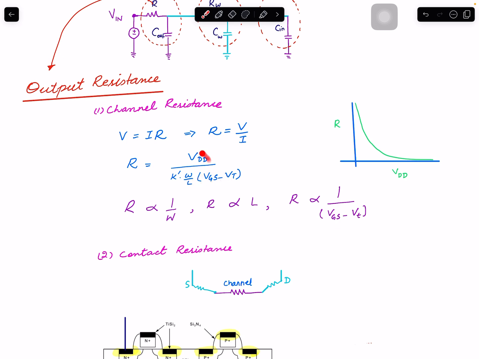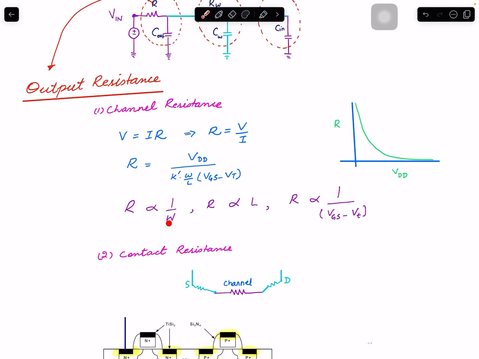Now this equation, and it is always good to remember this simple thing, tells you that the on resistance of the current of the electrons flowing in NMOS is inversely proportional to the width. If you increase the width of the transistor, everything else remaining constant, W goes up. That means the denominator goes up, which means resistance will go down. So that is inversely proportional.